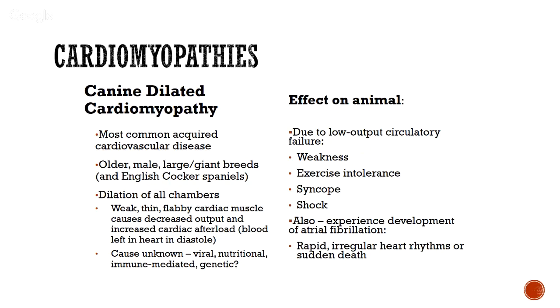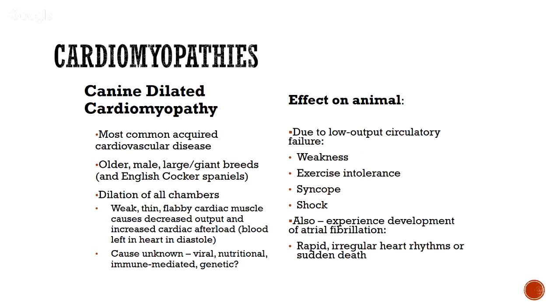The heart muscle is not able to pump as much blood out of the heart as we would want it to. So that increases cardiac afterload, meaning the blood is staying in the heart after diastole when it is supposed to be pumping it out with systole. So it just stays in there, which causes a backup further in the system. Just think of it as a traffic jam. You have congestion on the roadways of your body, with the roadways being the circulatory system in this case. The cause is unknown. There could be viral, nutritional, immune-mediated, or genetic causes to canine dilated cardiomyopathy.